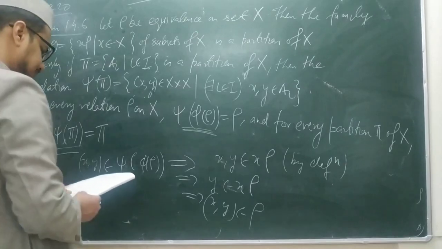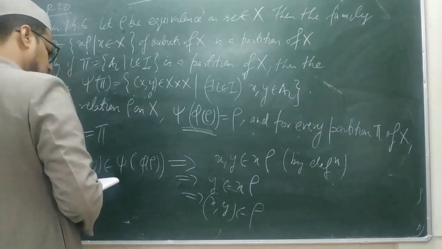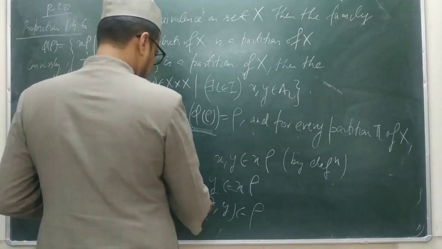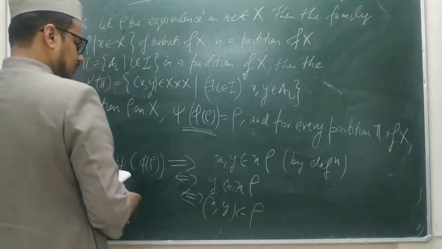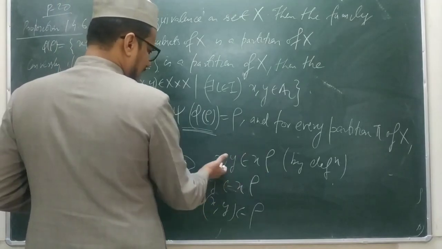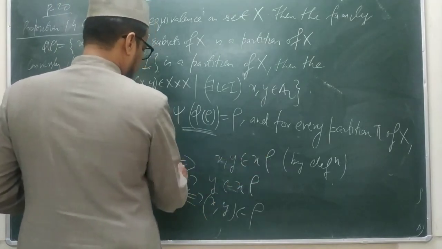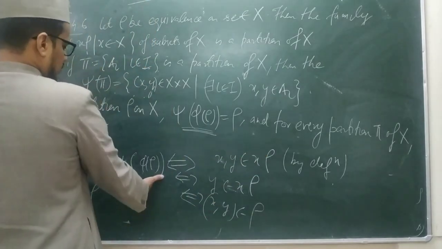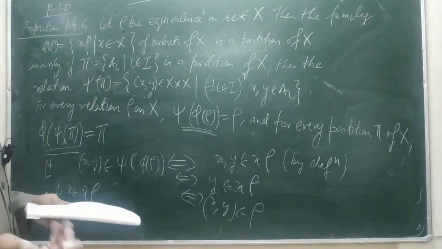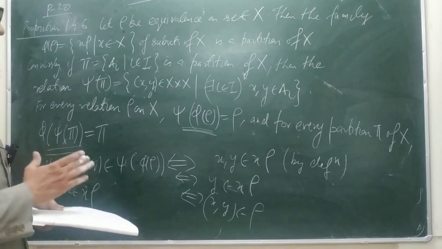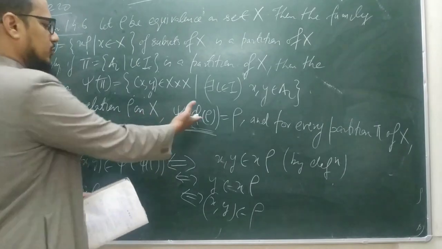See that if you take (x, y) belonging to rho, then y belongs, of course, to [x]_rho. Then you see y is going in [x]_rho and x is going in [x]_rho. So of course, this (x, y) belongs to psi of rho. So in this way, this reverse part is also proved. Now we come to this one.